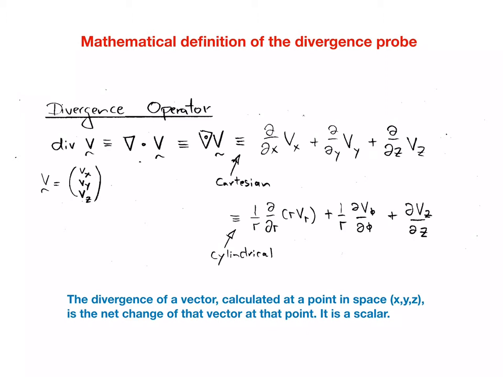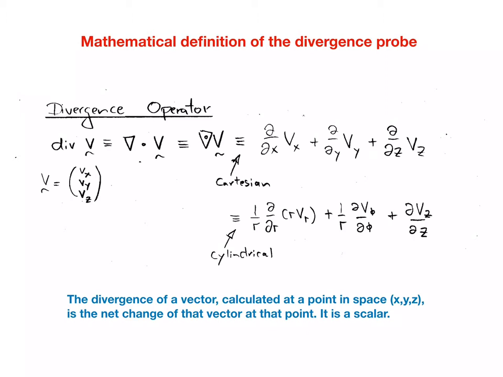In Cartesian coordinates, the divergence of a vector field V is equal to the sum of the partial differentiations with respect to x, y, and z. In other coordinate systems, such as in cylindrical or spherical coordinates, the divergence operator takes a different form. This is shown here for cylindrical coordinates. This form can be obtained from the Cartesian form using coordinate transformations.